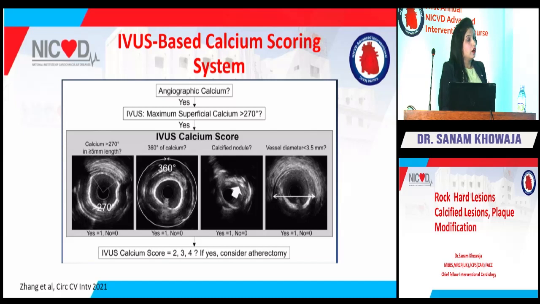The first one, we see 3-quadrant calcium, which should be greater than 5 mm in thickness. Then you give it 1 point. If it is a 360-degree calcium, you give it 1 point. And if there is a calcium nodule visible on the IVUS, you give 1 point. And then, of course, the vessel diameter, which is less than 3.5. If it's any score that is above 2 or 3, then you straight away go for the atherectomy rather than trying other tools for the coronary calcification.